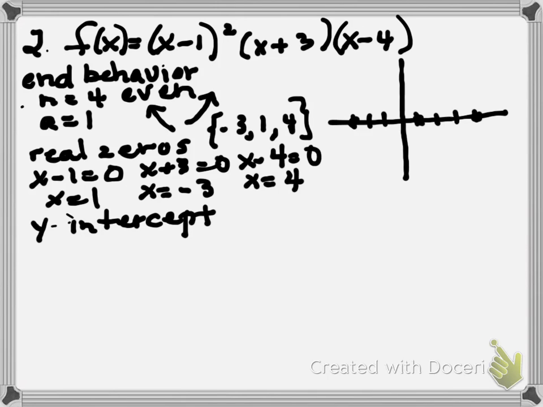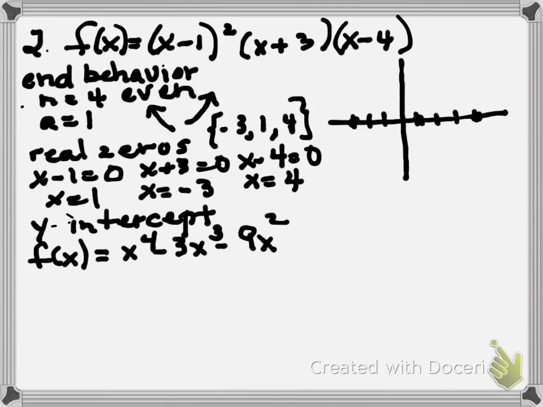Now, I multiplied all of this out. So I've already multiplied out (x minus 1) quantity squared, then I multiplied (x plus 3) times (x minus 4), and then I multiplied everything out and simplified. So I have f of x equals x to the 4th minus 3x to the 3rd minus 9x squared plus 23x minus 12.